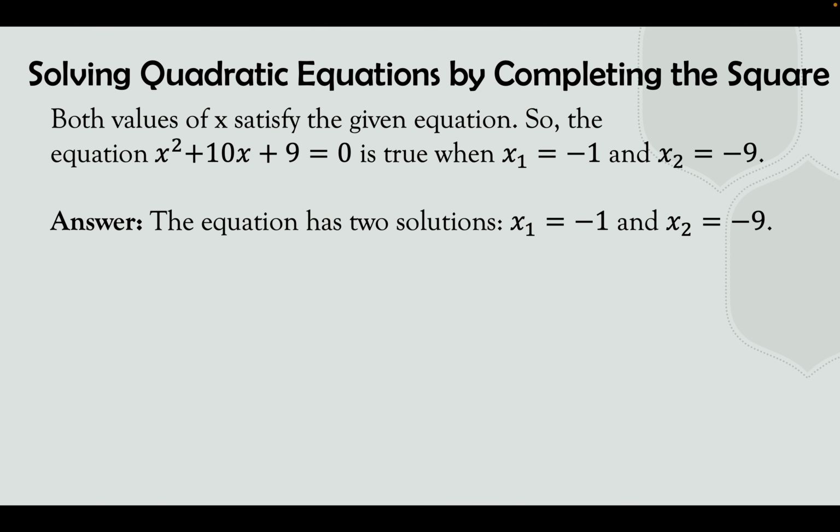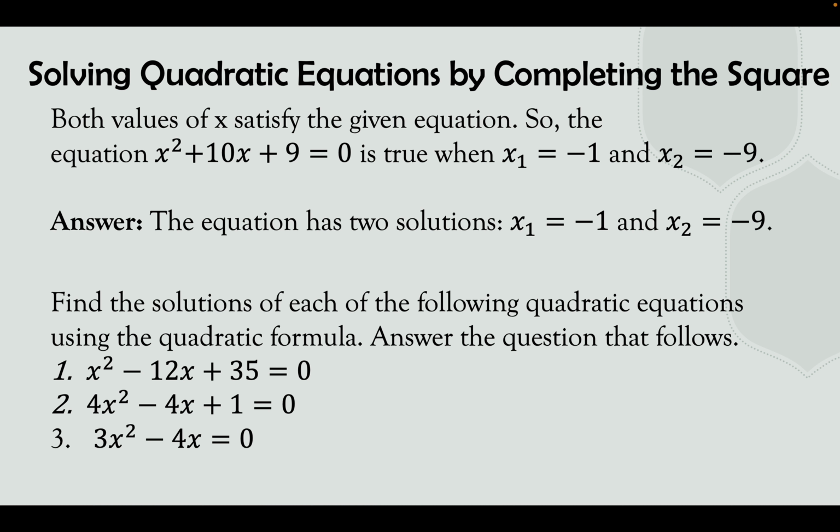Both of the values of x satisfy the given equation. So the equation x squared plus 10x plus 9 equals 0 is true when your x is negative 1 and x is equal to negative 9. So the equation has two solutions, that is negative 1 or negative 9.